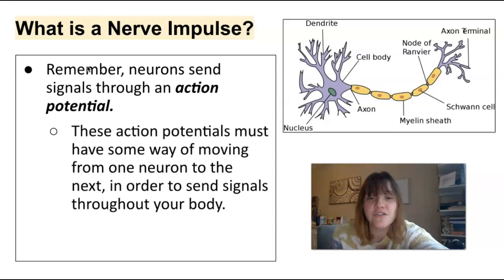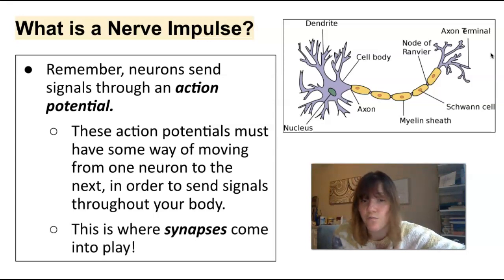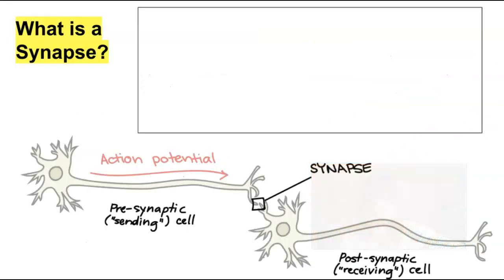These action potentials have to have some way of moving from one neuron to the next. Because when I talked to you guys last class, we only talked about the case of one neuron, right? So how is that electrical signal getting sent from this neuron to the next one so that it can travel all the way up to your brain and then your brain can send a signal all the way back? So that's what we're talking about today. This is where synapses come into play and why synapses are really important. So let's just jump right in.